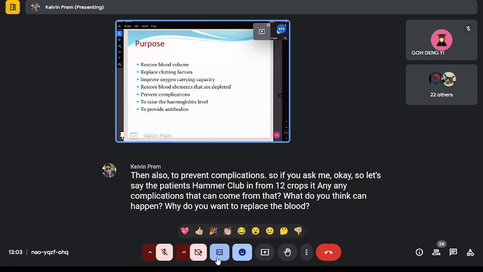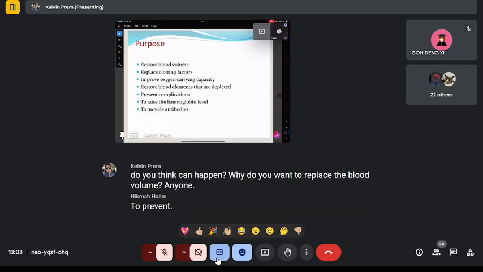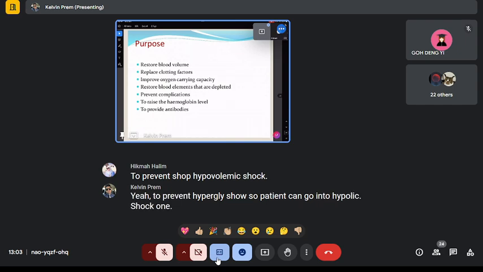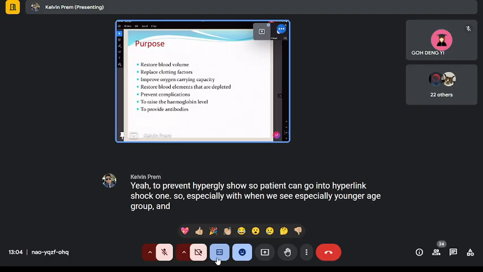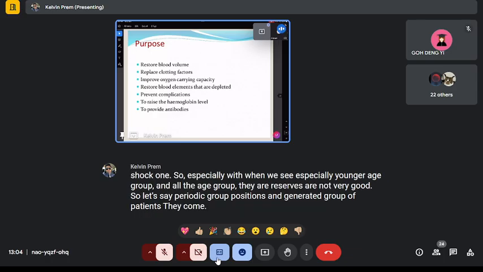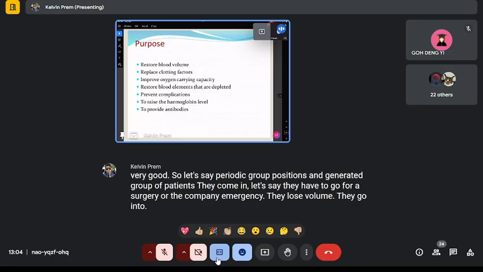Why do you want to replace the blood volume? Anyone? To prevent shock, hypovolemic shock. Yeah, to prevent hypovolemic shock. So the patient can go into hypovolemic shock. Especially in the younger age group and older age group, their reserves are not very good. So let's say pediatric and geriatric patients come in, they have to go for surgery or they come in as an emergency, they lose volume, they go into shock very fast.